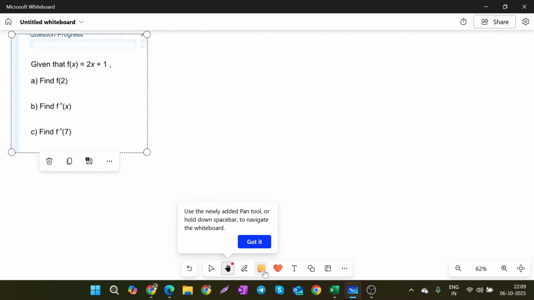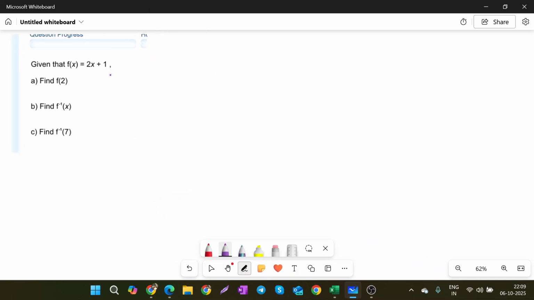The second one says, given that f of x equals 2x plus 1, find f of 2. That one should be easy. f of 2 means we're going to replace x with 2. So 2x becomes 2 times 2, and then plus 1, which is equal to 5. Part B, find f inverse of x. So f of x is 2x plus 1.